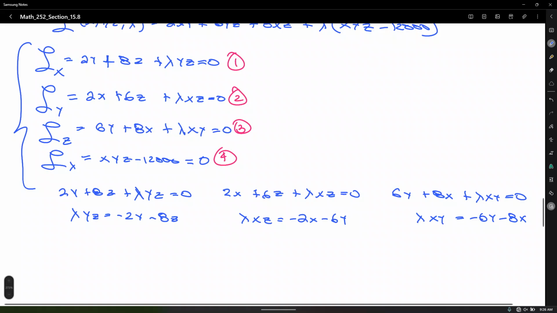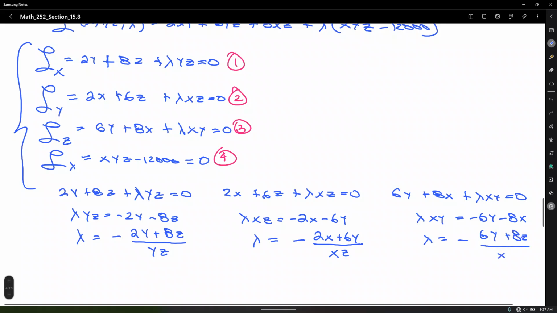So to get the lambdas by themselves in the three equations, lambda equals, okay, let me factor out the negative as well. That's a negative 2y plus 8z divided by yz. Lambda equals negative 2x plus 6y. I'm factoring the negative again, and divide both sides by xz. And lastly, lambda equals, and again, factor out the negative, 6y plus 8z divided by xy.